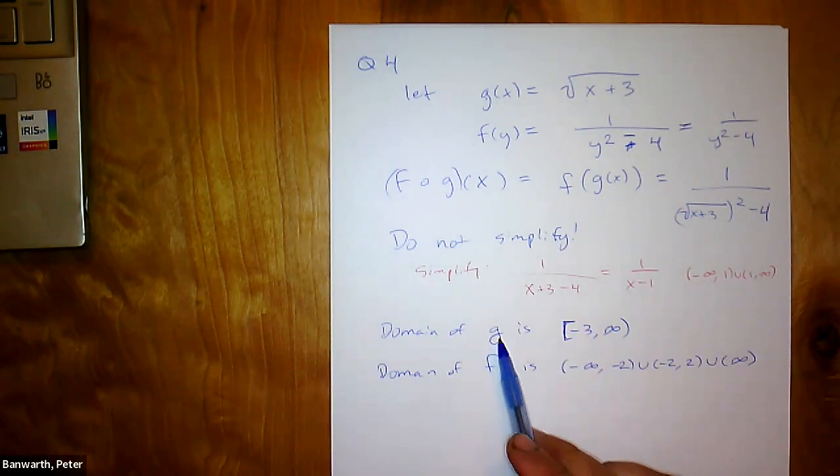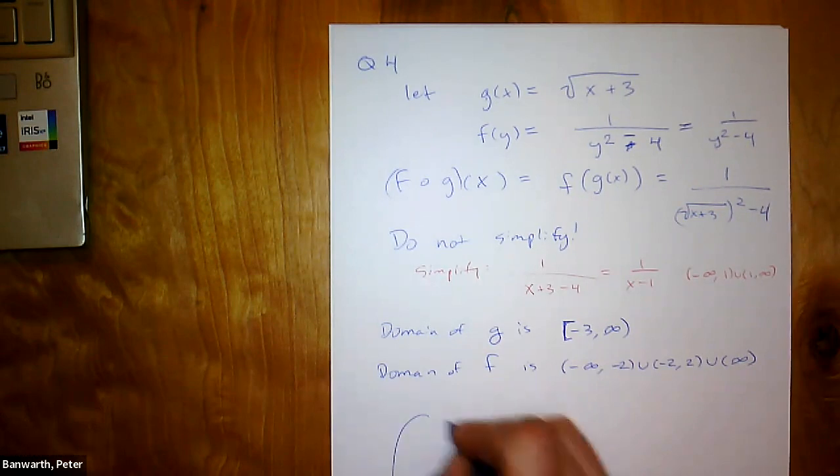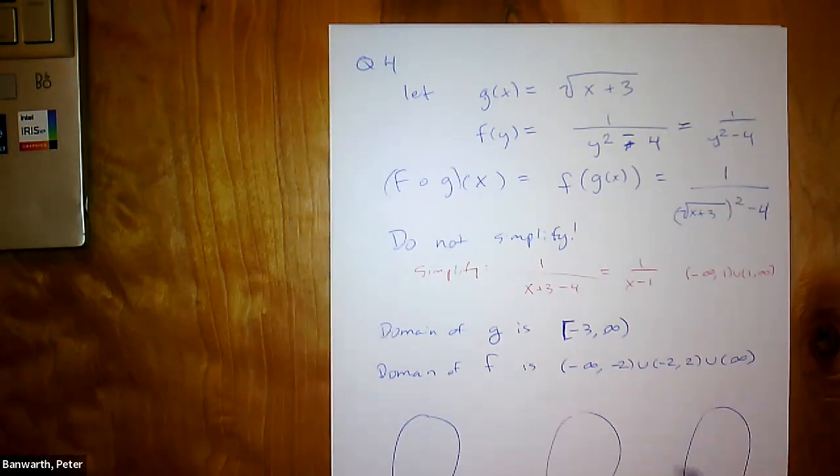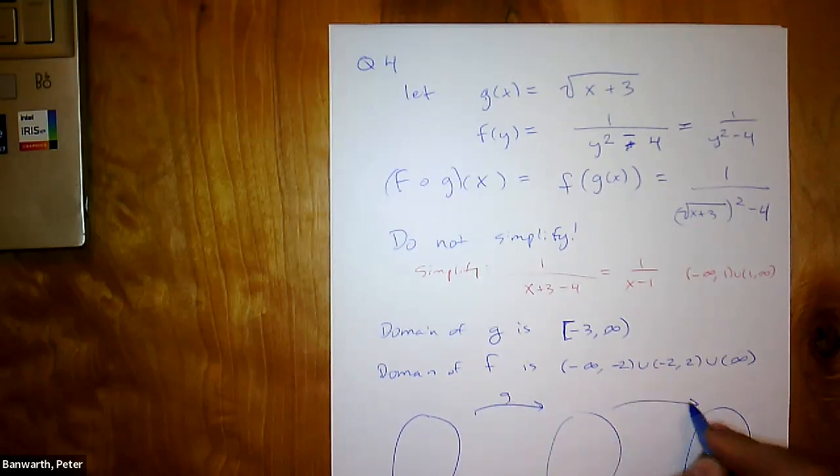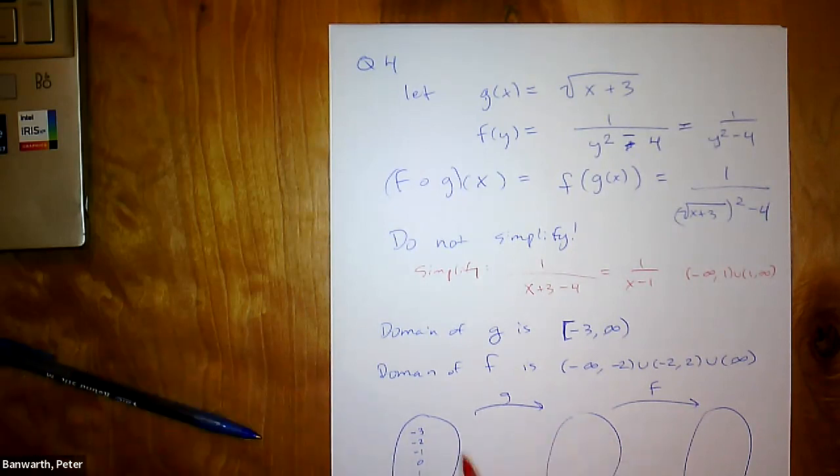And now I have to think about what are the x values in G that would give me inputs into F. So let me just do it this way. Sometimes this diagram can be very helpful. If this is G and this is F, everything from -3, -2, -1, 0, 1, 2, forever and ever, and also fractions. When I put that through G, I get -3 goes to 0, -2 goes to 1, -1 goes to square root of 2.